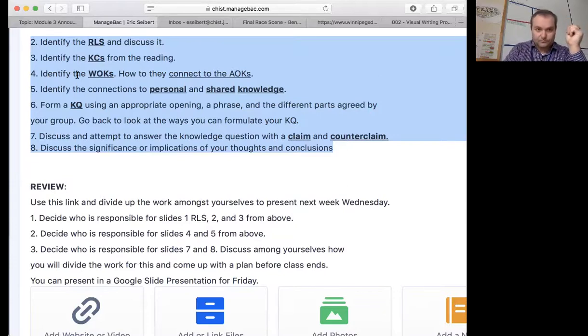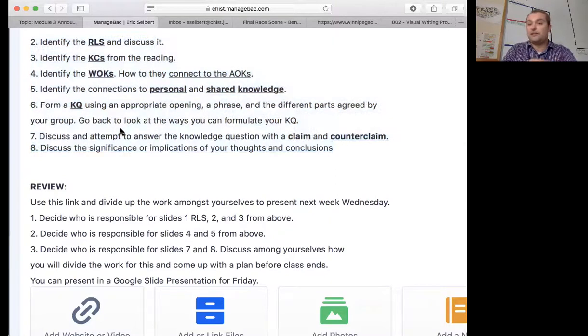You have the personal and shared knowledge, which they're based on the RLS, they'll have to come up with on their own. And they can base that from the knowledge claims, but need an explanation in order to convince the audience that they understand the TOK concept of personal versus shared knowledge. Form a knowledge question, one of the hardest parts to the presentation. And what I included, which was not part of the assignment that I did, but I think is really important to get them ready for their presentation, a claim versus a counterclaim.